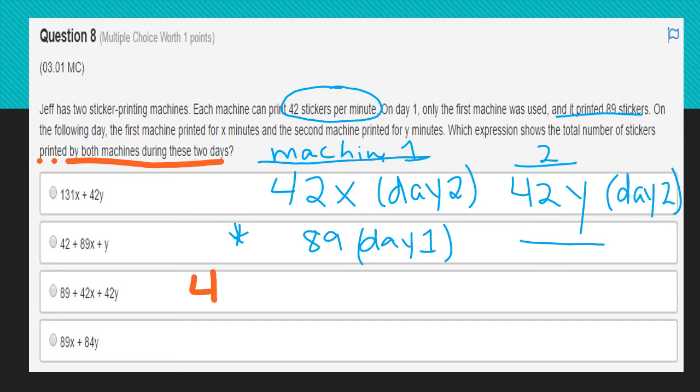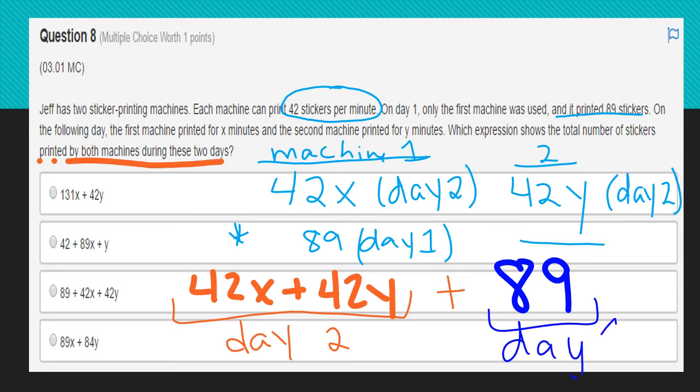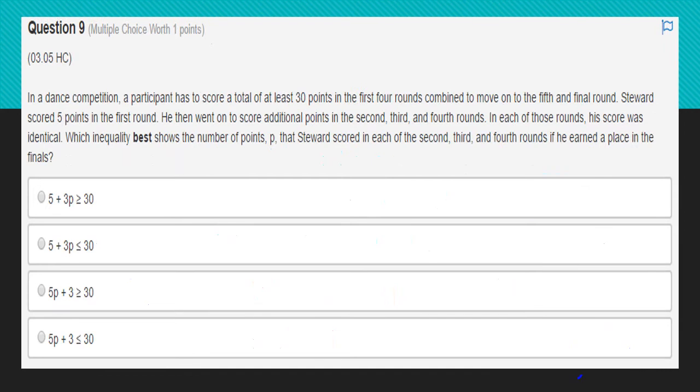So we did 42x plus 42y, keeping in mind that these two represent day 2. And then we're going to add whatever we did on day 1. And day 1, it looks like the only thing we did was 89 on one machine. So this would represent day 2. So we just want, day 1, I'm sorry. We just want to look to see which one has all of that. So it looks like our answer would be C.